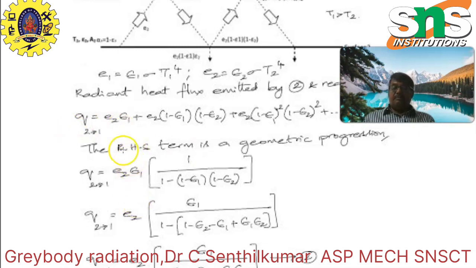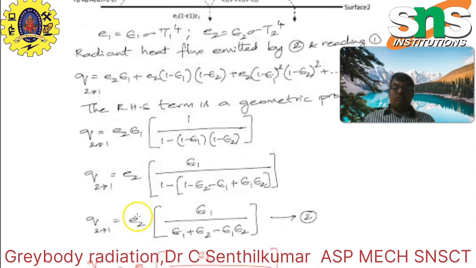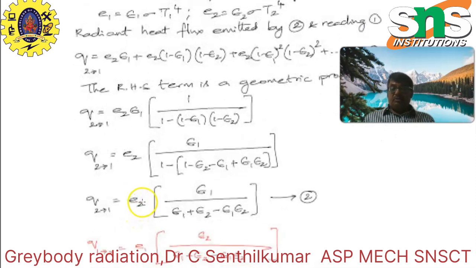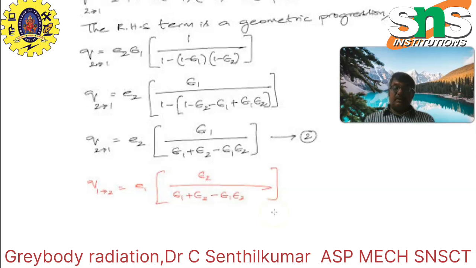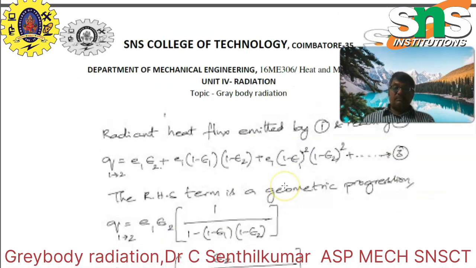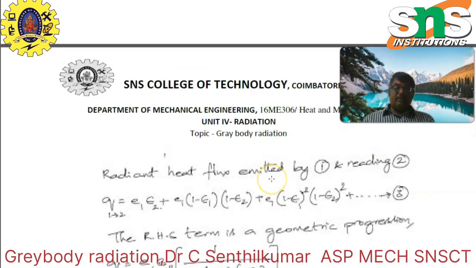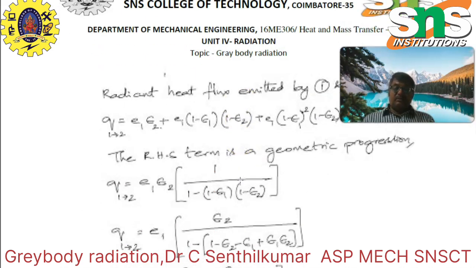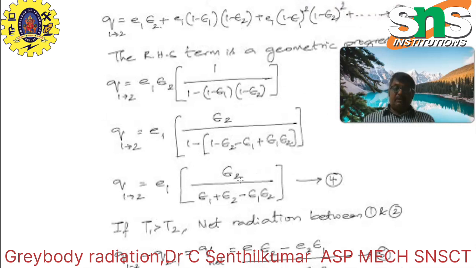These all are because of transferring heat between 1 and 2 only, and Q 2 to 1 is equal to E2 emissivity 1 divided by emissivity 1 plus emissivity 2 minus emissivity 1 emissivity 2, which is equation number 2. Further it can be utilized to get the final equation: Q 1 to 2 is equal to E1 emissivity 2 divided by emissivity 1 plus emissivity 2 minus emissivity 1 emissivity 2. The radiation heat flux emitted by 1 is Q 1 to 2, emissivity 1 emissivity 2 plus E1 times (1 minus emissivity 1), as in the previous equation, giving the form of equation 4.